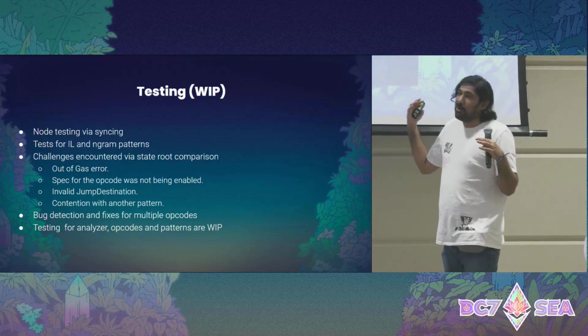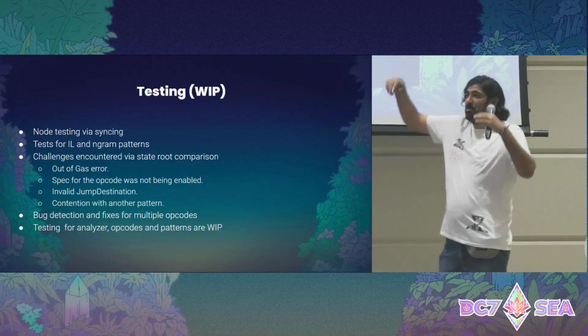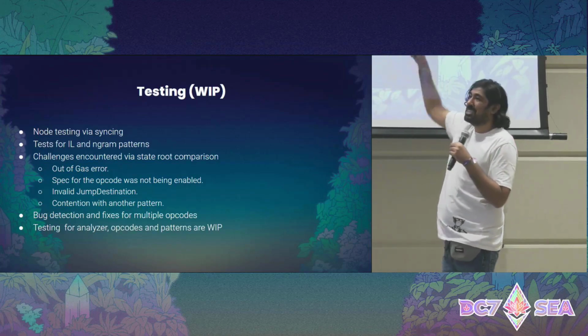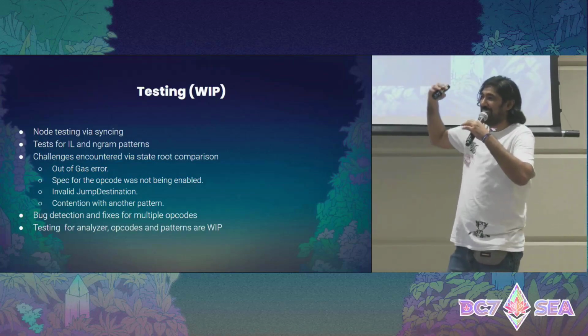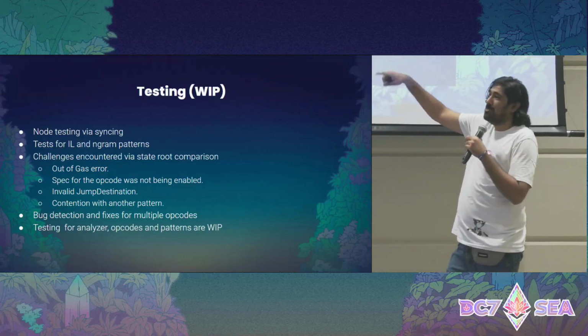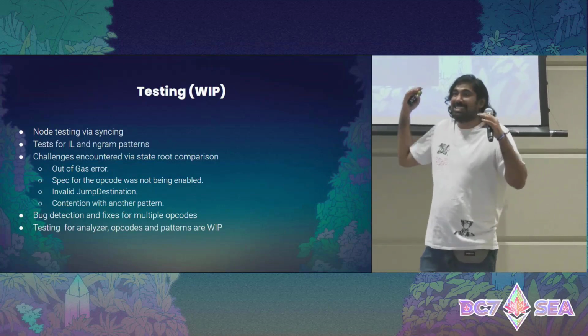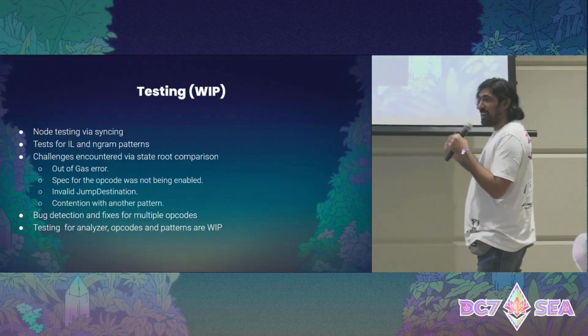But doing that also has caveats, because what if there's an out-of-gas error? Both those chains would be the same. What if the spec is not enabled? Again, you'll get the state root passing the comparison. Invalid jump destination. All these situations would just pass the test, but the implementation is incorrect. So it's quite hard to test this.